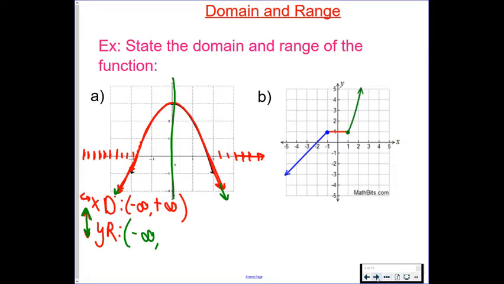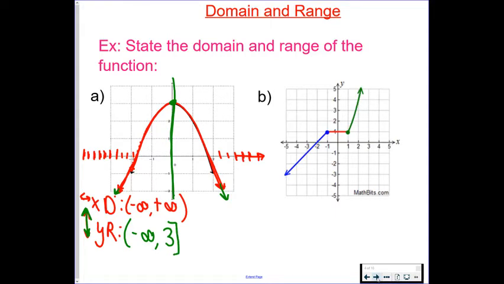And then as I go up, it's still going up, up, up, up, up. And then it stops right here. It's at its highest point. That highest point is at 3. So that's where my range stops, at 3. Because it's a closed dot, we're going to use a bracket.